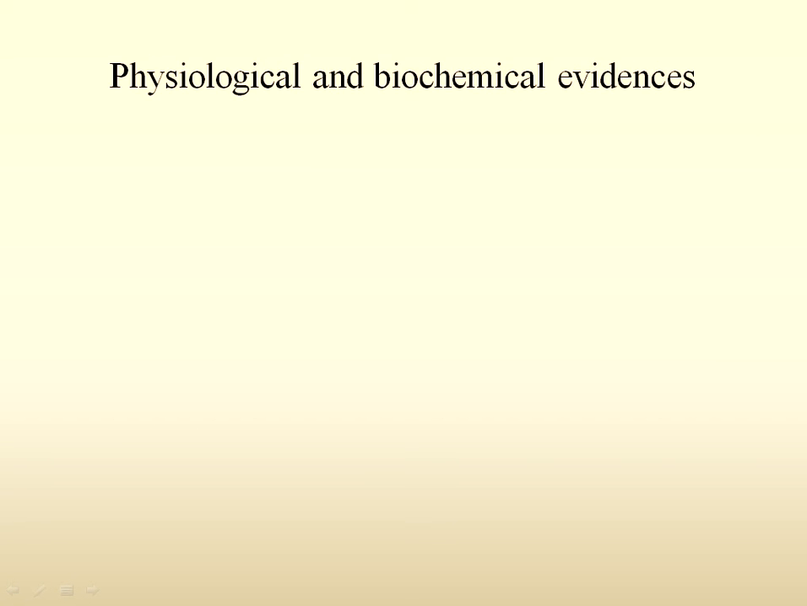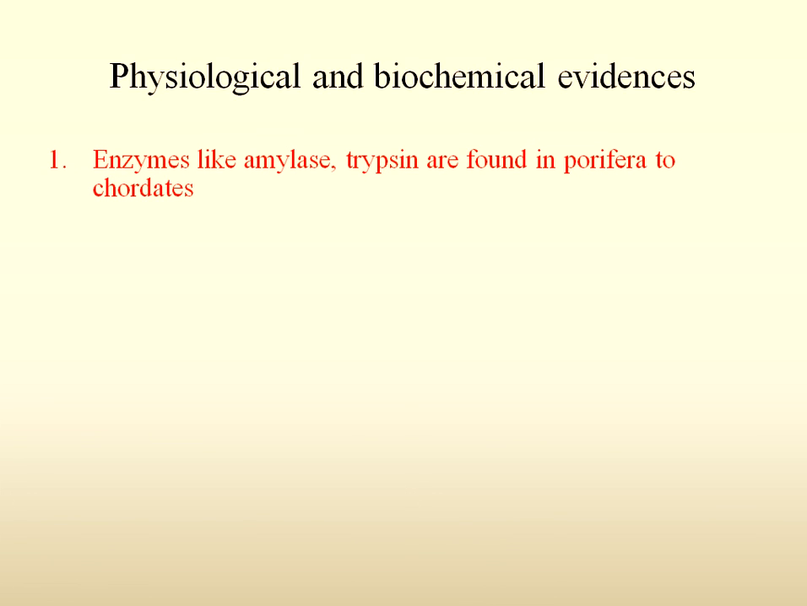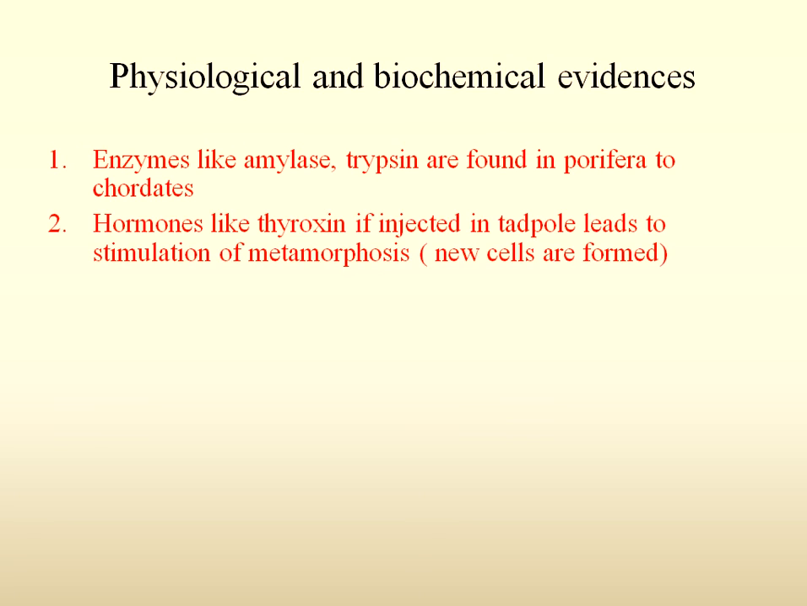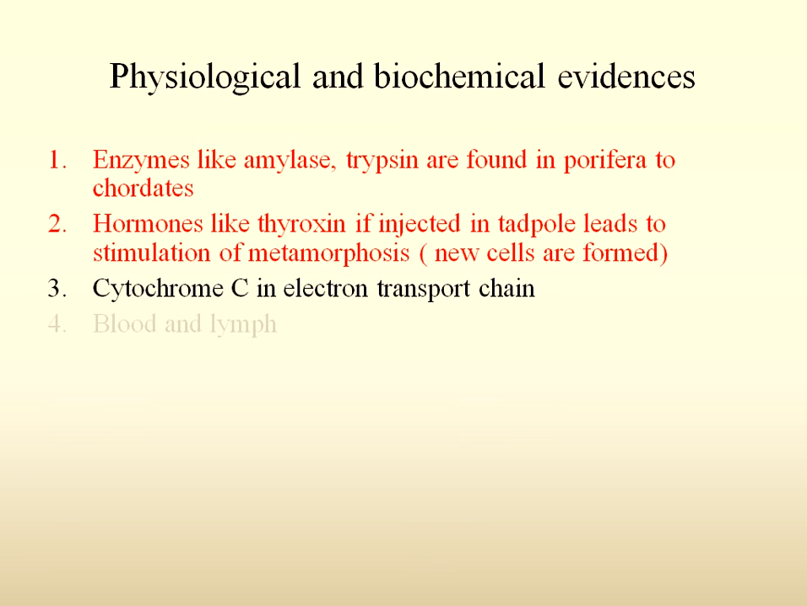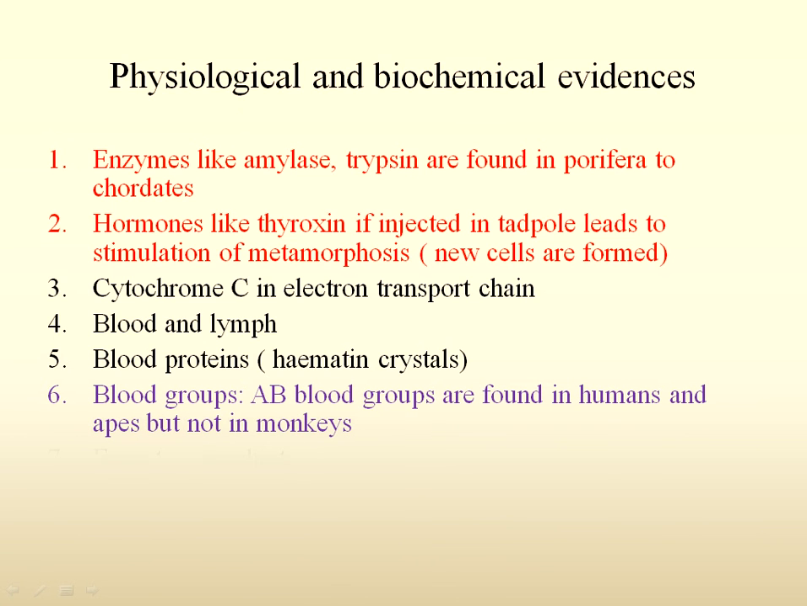The last evidence are the physiological and biochemical evidences. Enzymes, hormones, cytochrome C, blood and lymph, blood proteins, blood groups, excretory products and cell organelles of the cells show these categories of evidences, where we find a similar kind of pattern running throughout the evolutionary lineage.